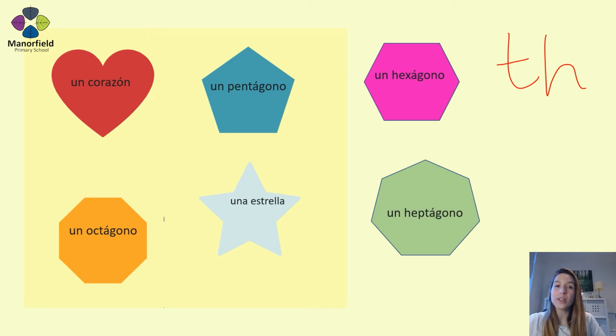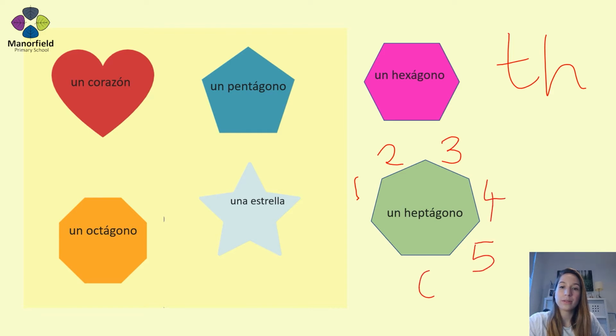The next one, I'm going to go around in a circle actually. We've got a green shape, and let's count the sides in Spanish. Uno, dos, tres, cuatro, cinco, seis, siete. Siete lados, it's got 7 sides. A 7-sided shape is a heptagon. To say heptagon in Spanish, it's un heptágono. And I'm going to jump one and then come back to the star.